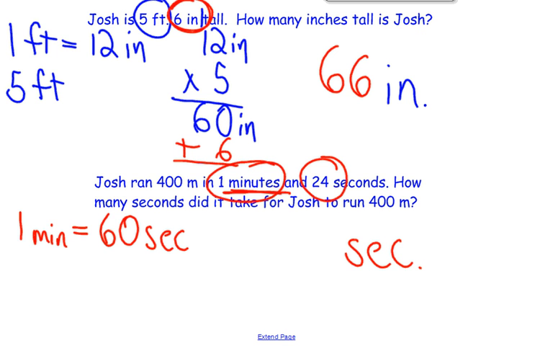In this problem, there only happens to be 1 minute, and so our conversion is already done. We don't have to do any multiplication like we did last time. And so we can take this 60 seconds, and now we can add it to our 24 seconds, and we can get a total of 84 seconds. And so in the end, it took Josh 84 seconds to run 400 meters.